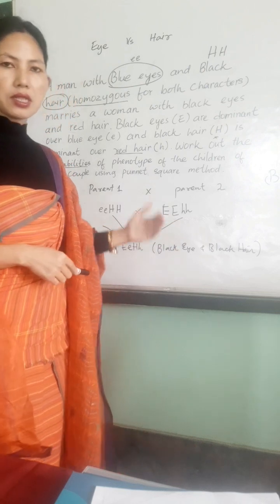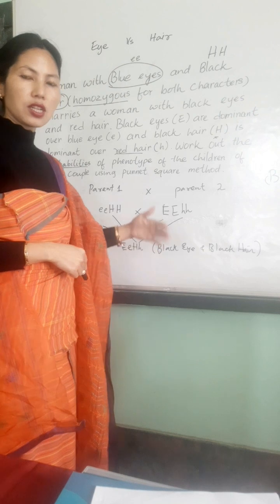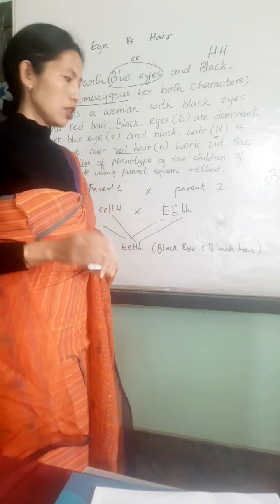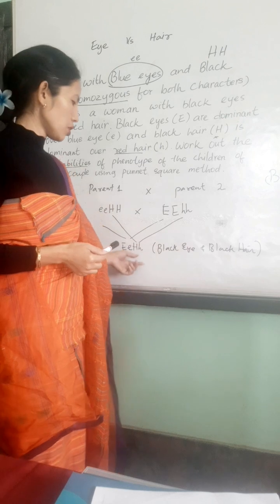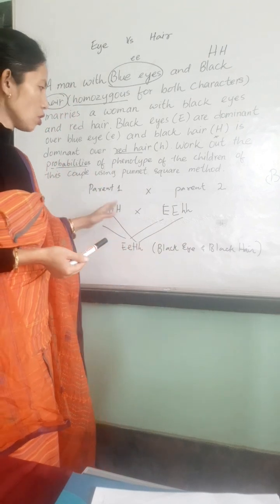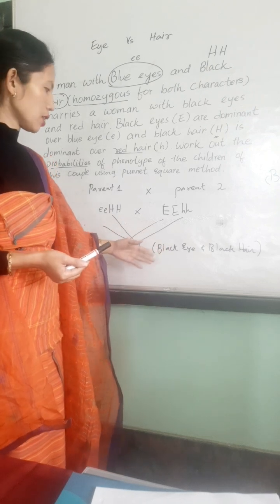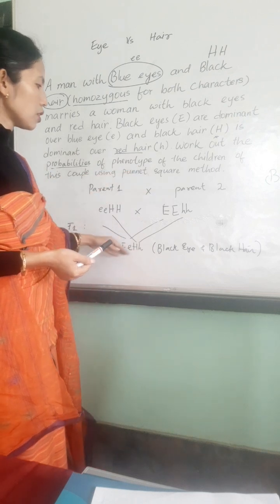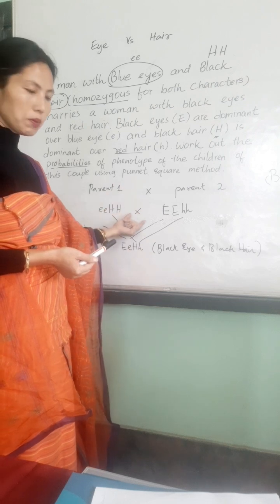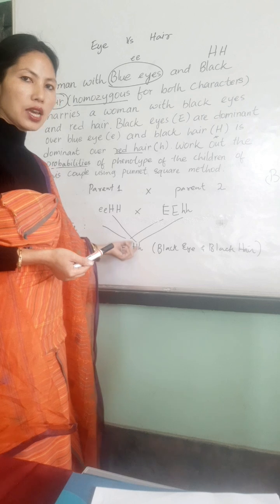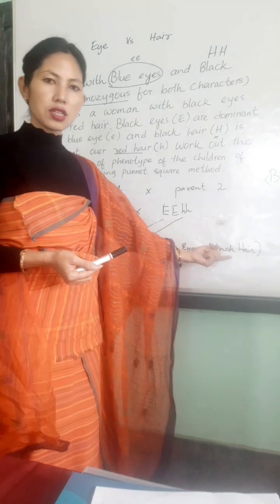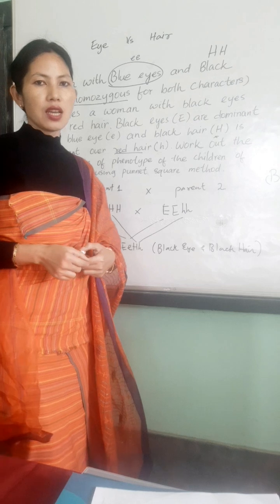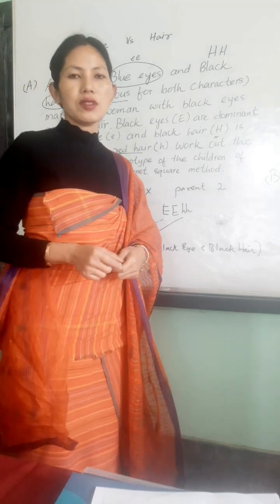However, as you know, in Mendel's dihybrid cross, when there is self-crossing, the F2 progeny gives a 9:3:3:1 ratio. But in real life situations there is no self-crossing, especially in humans, so it might not be applicable in that case. But for this question, since you are asked the probability for the children of this couple, all of them, 100%, will be heterozygous, with black eye and black hair. So I hope this will help you. Thank you so much.